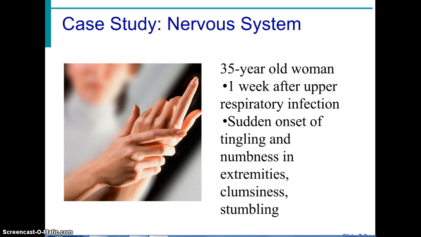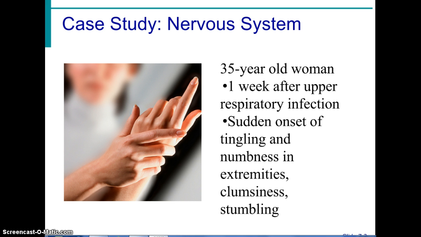So our case study today is a 35-year-old woman who has a cold, basically. She had an upper respiratory infection, and then about a week later, she got some symptoms that were very strange and sudden. She had some tingling and numbness in her extremities, so her hands and feet. And she found that she was really clumsy all of a sudden and was stumbling and tripping.